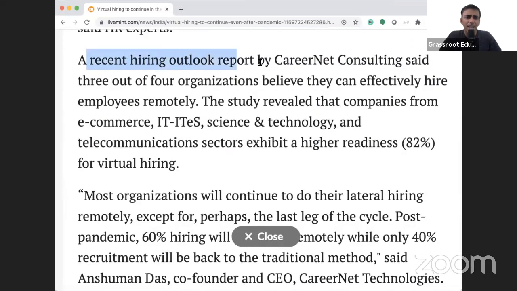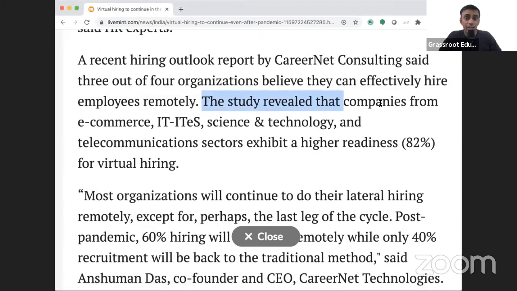A recent hiring outlook report by CareerNet Consulting said 3 out of 4 organizations, which means 75%, believe they can effectively hire employees remotely. What do you mean by remotely? A phrase that is again becoming very common of late. Remotely.